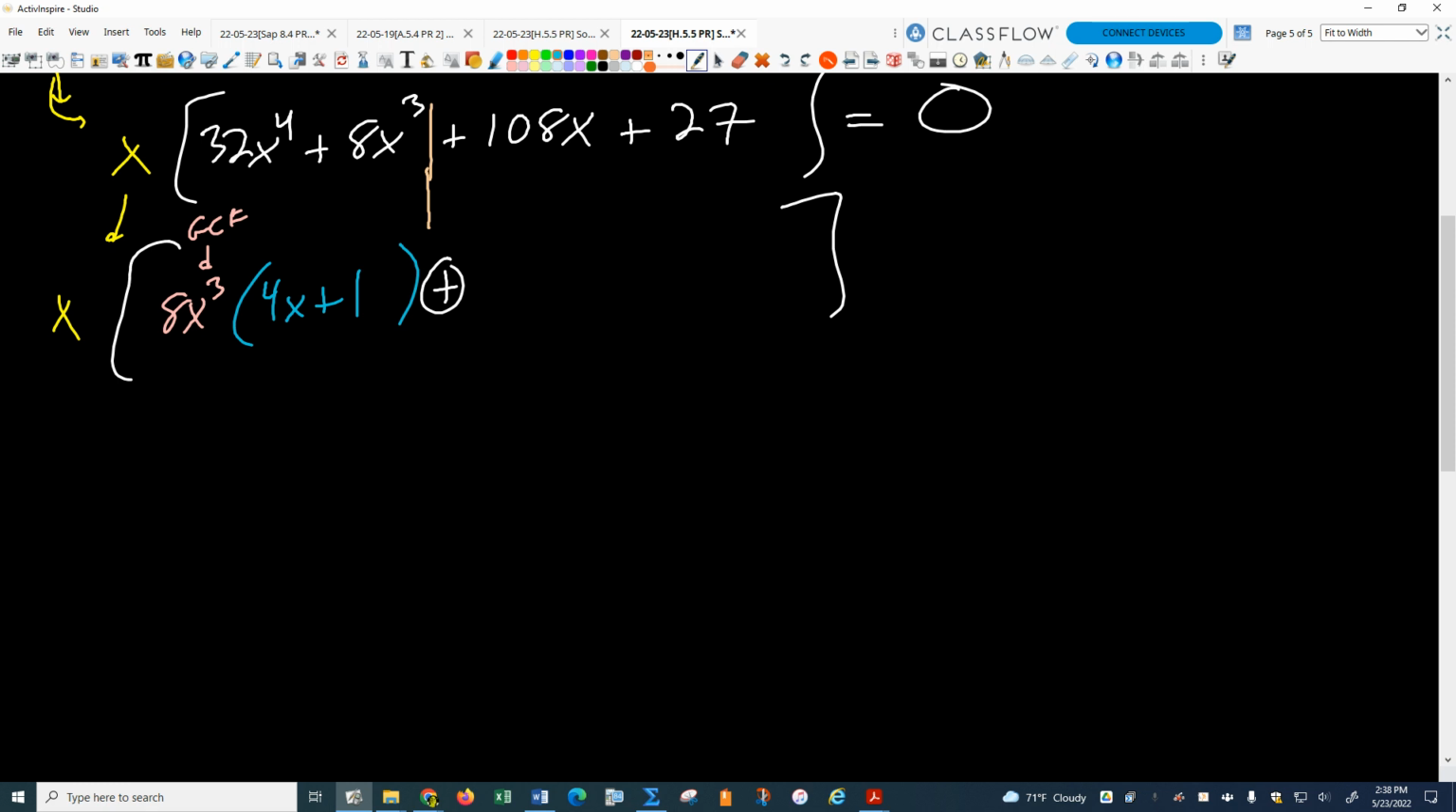Is this one going to work? We can tell it is. How come? There you go, right? Because the ratio of the first two coefficients is equal to the ratio of the last two coefficients. 32 over 8 is 4. 108 over 27 is 4. So we know it's going to work, guaranteed.